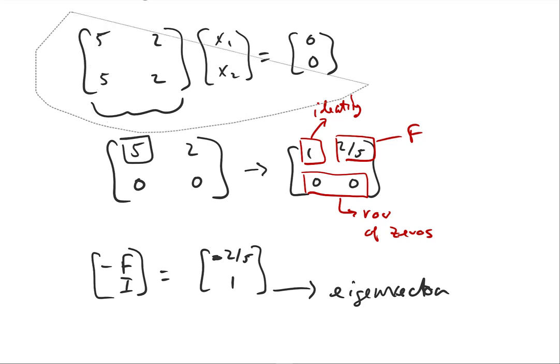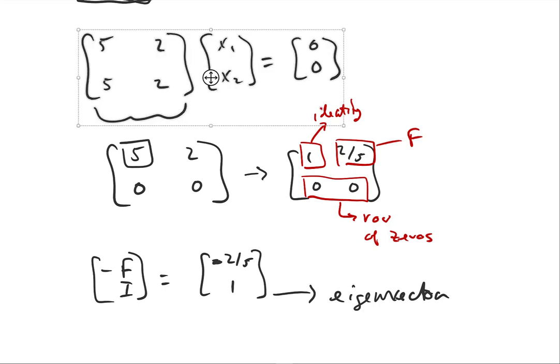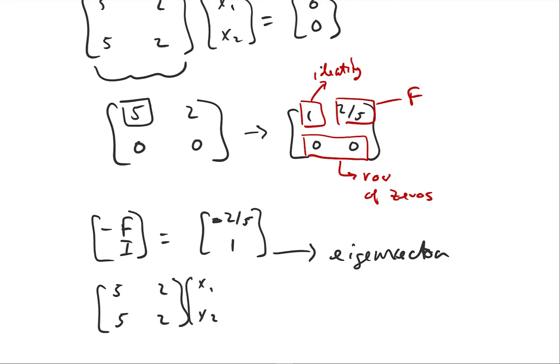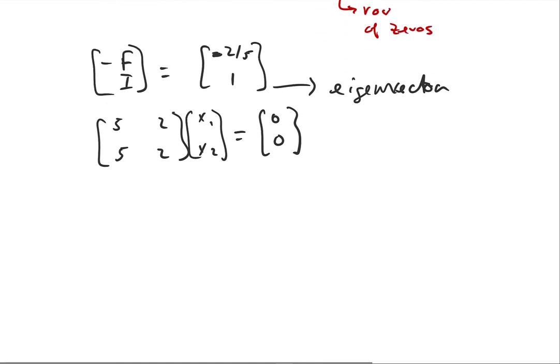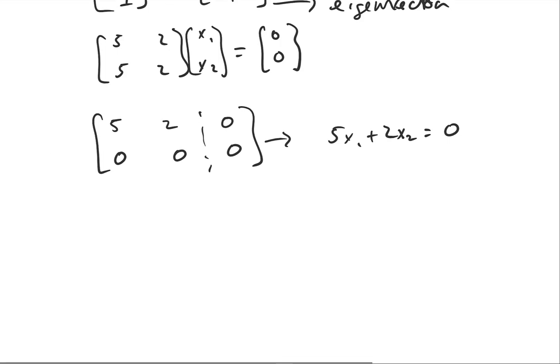Okay, one other way we could have done it, I'll just write it again. So I have 5, 2, 5, 2, times x1, x2 equals 0, 0. So a third option here is I just write these equations, or I'll do elimination. So of course I get 5, 2, and 0, my augmented matrix, and then I get 0, 0, and 0. So this tells me that 5x1 plus 2x2 has to equal 0, and then I can make an assumption about my free variable, x2.